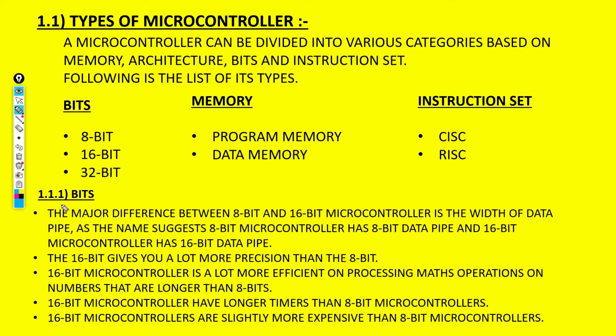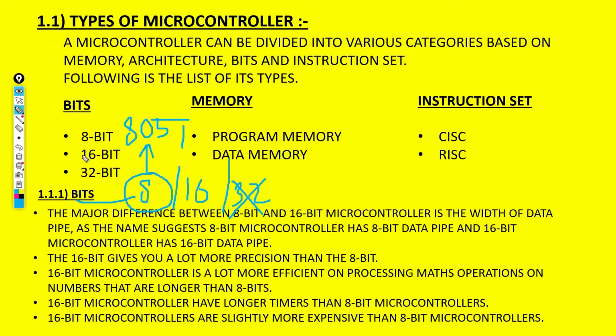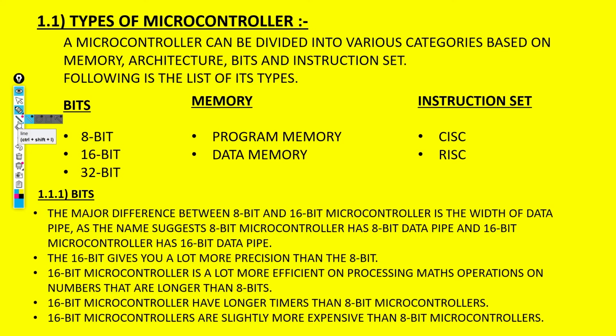So for bits, let's see. We will be comparing only 8-bit and 16-bit, not 32-bit, because it's not necessary to compare 3 types at a time. We will not compare 32-bit. Remember, we are studying the 8051 microcontroller, which is an 8-bit microcontroller. So let's see.